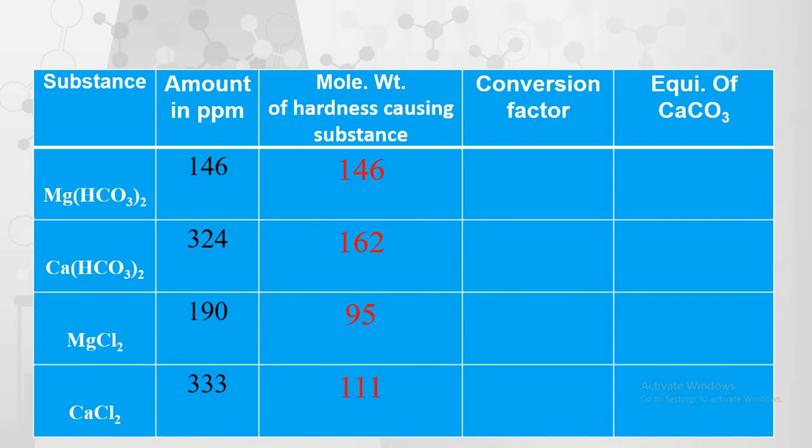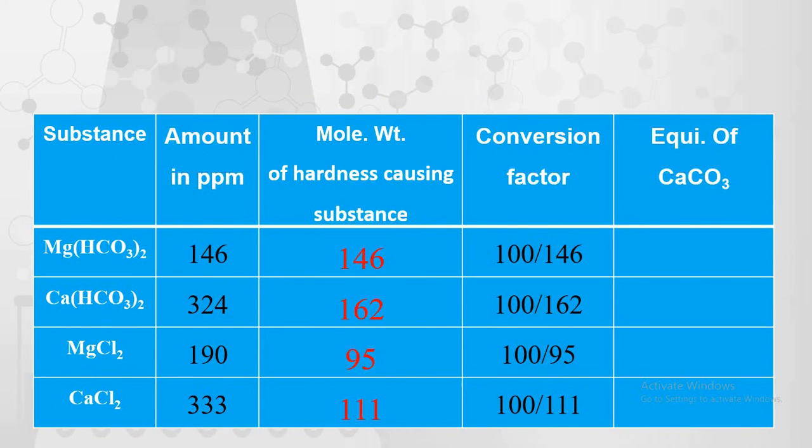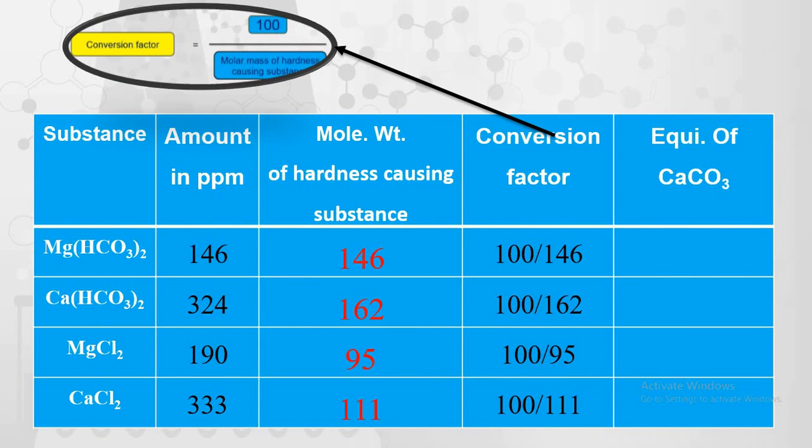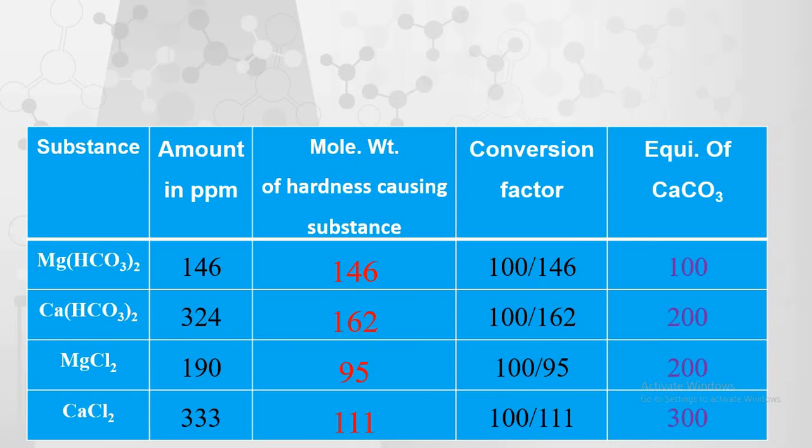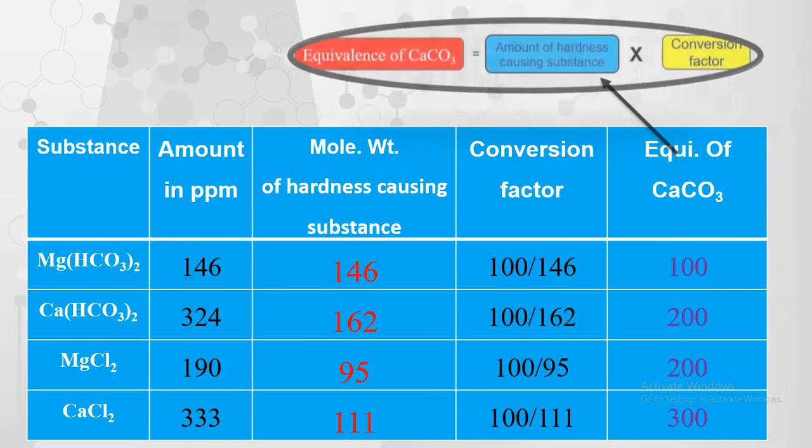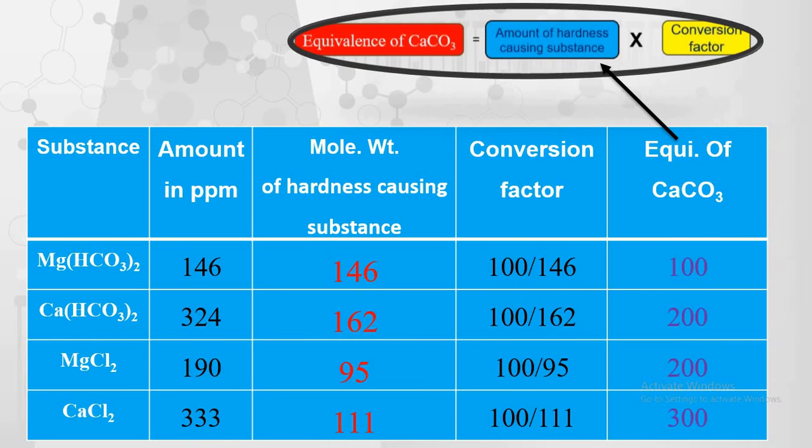Then the conversion factor. The formula we have already seen: the conversion factor is 100 divided by the molar mass of the hardness causing substance, which you write in this column. Then at last, the equivalence of CaCO3, which is calculated by using the formula, the amount of hardness causing substance multiplied by the conversion factor. So simply by using this table you can calculate the equivalence of CaCO3.